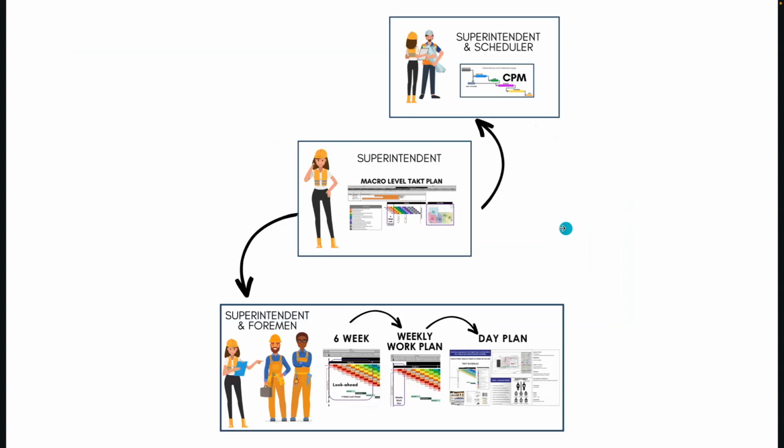So this is what it would look like. The superintendent is running the macro and the norm level Takt plan. The superintendent and scheduler, where they interface with the owners, will have that CPM summary if they want it. Most owners that I work with would rather see the Takt plan. And then the superintendents and the foreman will be using the norm level Takt plans with the look ahead plans, weekly work plans, and day plans to run the project.